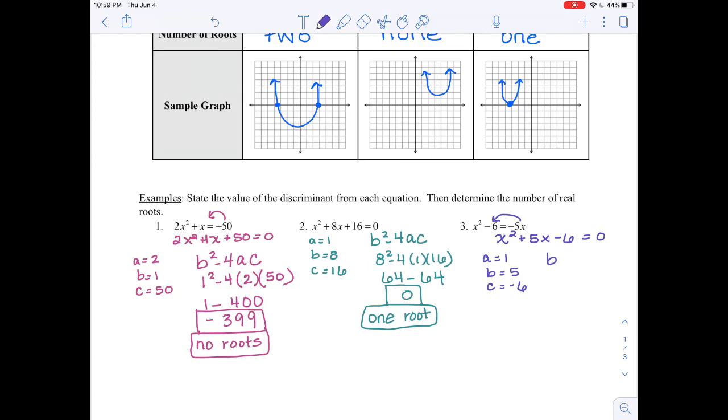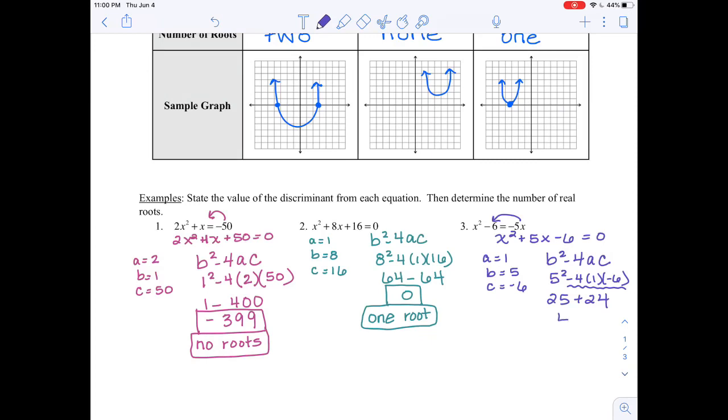To find the discriminant, we plug into our formula b squared minus 4ac. We have 5 squared minus 4 times 1 times negative 6. 5 squared is 25. Now, when you multiply out the other part, be very careful. You're multiplying negative 4 times positive 1 times negative 6. Negative times negative makes a positive. So this sign changes to plus. 4 times 1 times 6 is 24.